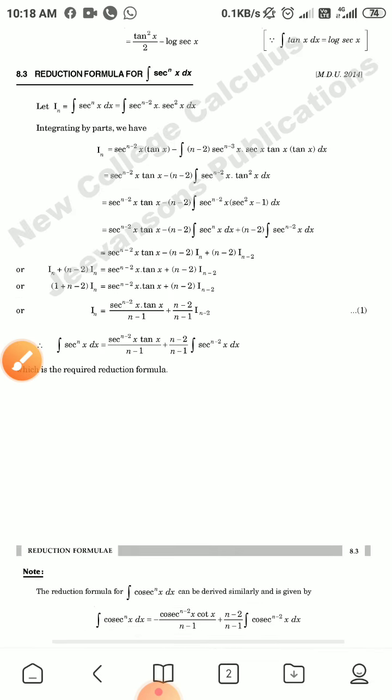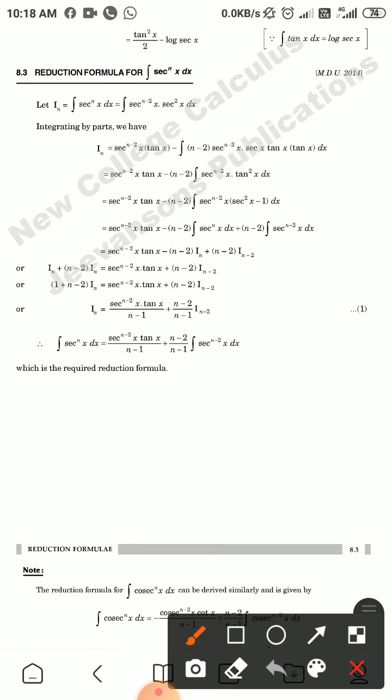Now reduction formula for integration of secant raised to power n x dx. Supposing first of all let I n is equal to integration of secant raised to power n x dx. This can be written as integration of secant raised to power n minus 2 x into secant square x dx.